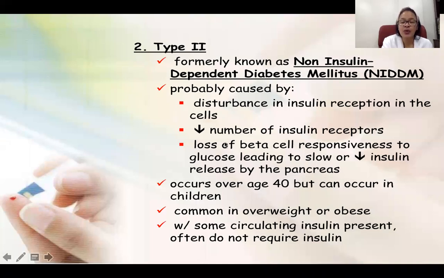Okay, so it may be caused by a disturbance in insulin reception in the cells, a decrease in the number of insulin receptors, maybe loss of beta cell responsiveness to glucose, leading to slow or decreased insulin release by the pancreas. It is diagnosed later, after 40. And it's actually an interplay between the genes and the environment. So it's common for overweight individuals.